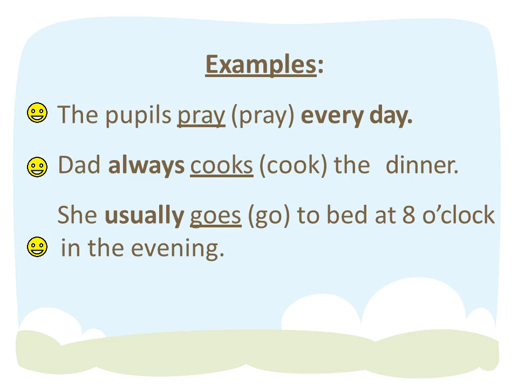Examples: The pupils pray every day. Dad always cooks the dinner. She usually goes to bed at 8 o'clock in the evening. In present simple, the verb changes only in the third person singular, he, she, it, a person, a thing, where it gets the suffix s or es. The es suffix is used when the verb ends in the letters ss, sh, ch, x or z.